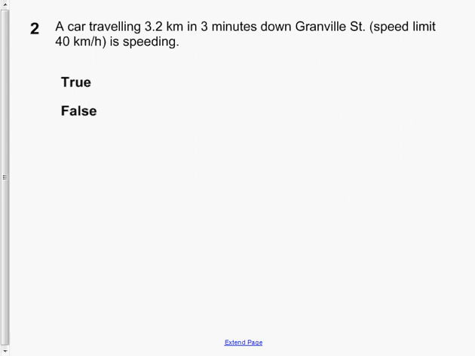The second true false says a car traveling 3.2 kilometers in 3 minutes down Granville Street, which has a speed limit of 40 kilometers an hour, is speeding. Is this true or false? So what we really need to do is figure out how many kilometers it was going in the hour. So my kilometers are going to be up top, and my time is going to be in the bottom. So the first rate, it says it goes 3.2 kilometers in 3 minutes.